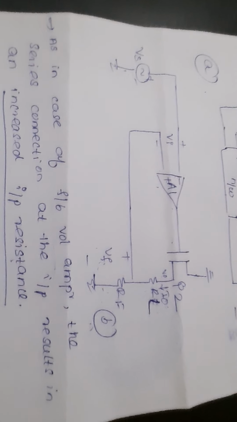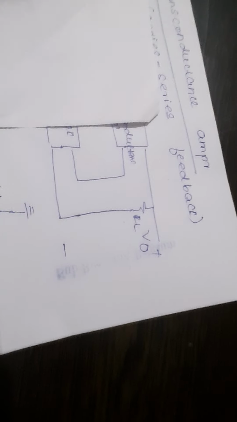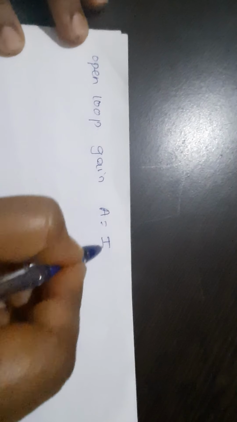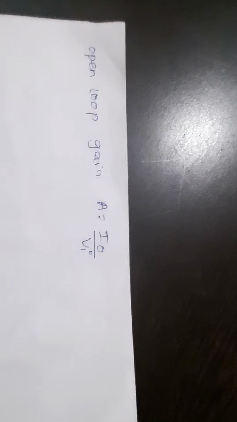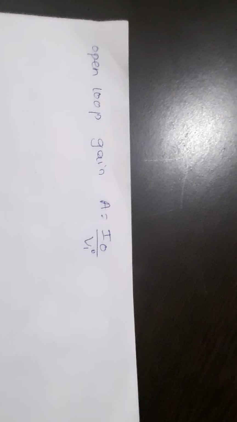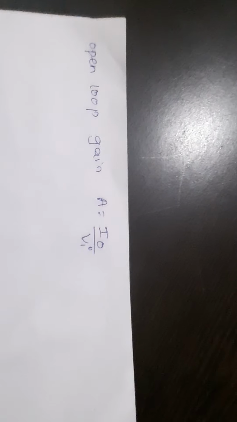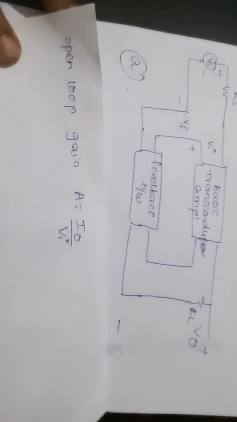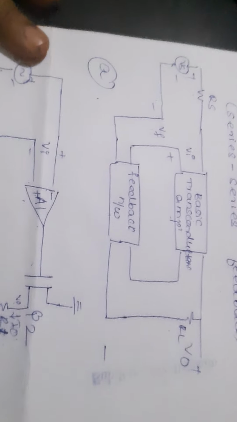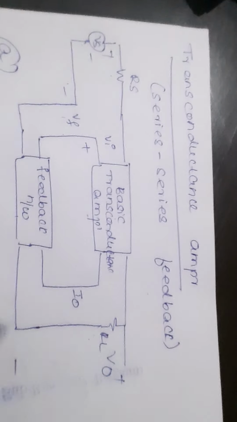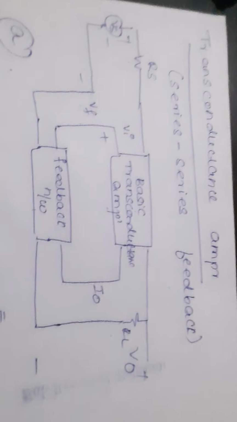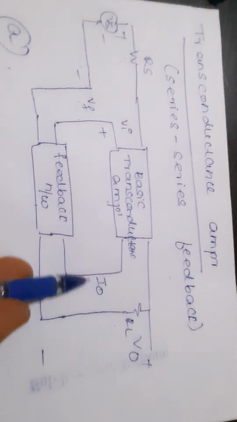Now we'll take some mathematical formulas of this circuit. Some mathematical formulas like open loop gain A. Open loop gain A is equal to I0 upon Vi. Why have we taken I0 upon Vi? Because this will give me the output as I0 and the input here is Vs. So open loop gain becomes I0 upon Vi.